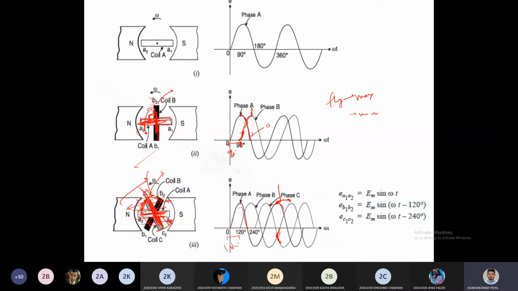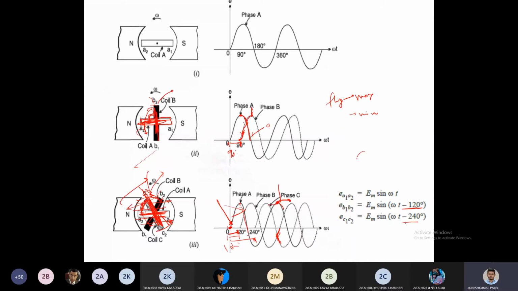So if I want to write an equation for this, the first equation, for phase A, can be, let us say, Em sin omega t. Then the other two equations can be written like this. If I take this point as a reference, then Em sin omega t is the equation for phase A. Then 120 degrees behind phase A is phase B, so phase B will become Em sin(omega t minus 120). And phase C is 240 degrees behind, so it becomes Em sin(omega t minus 240).